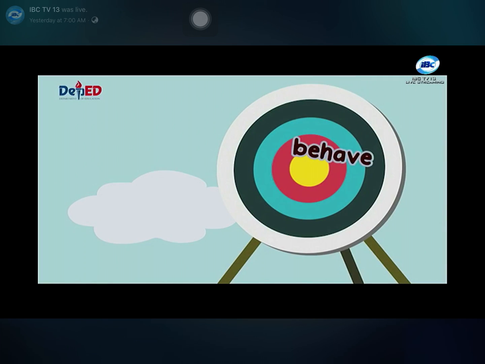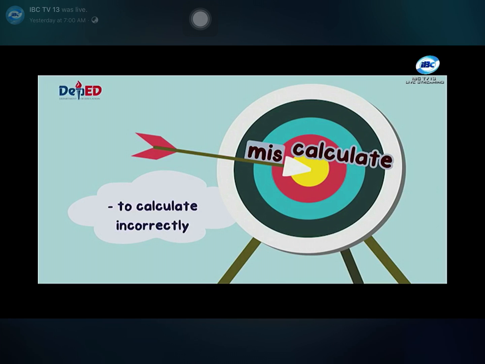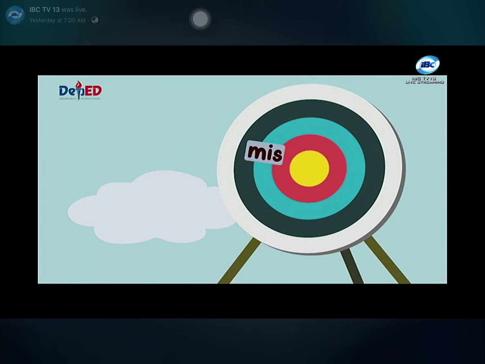The word behave, which means to act properly, when combined with the prefix "mis", will be misbehave, which now means behaving wrongly. Let us now try the word calculate, which means to estimate. But when it is combined with the prefix "mis", it will become miscalculate, which will now mean to calculate incorrectly. What does the prefix "mis" mean? If you say that it means wrong or incorrect, you are right. Words with the prefix "mis" mean something negative.